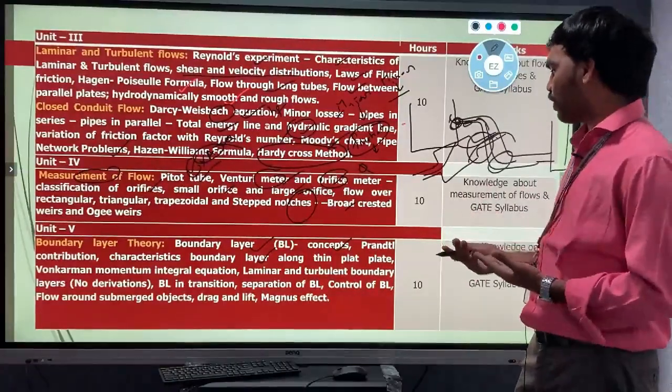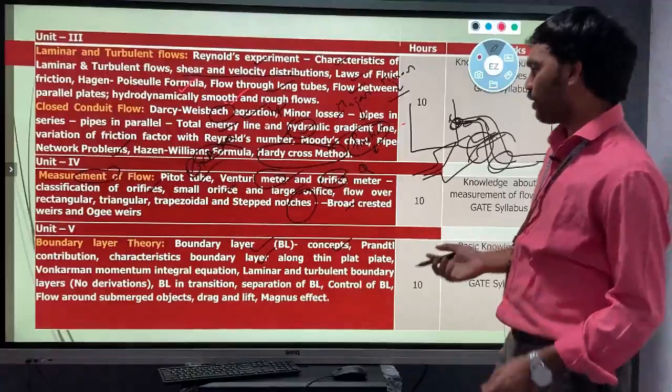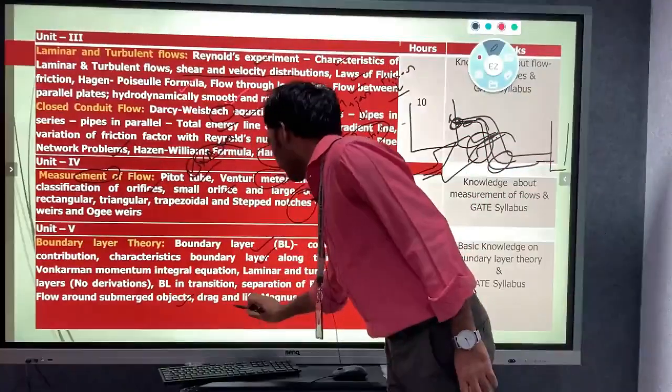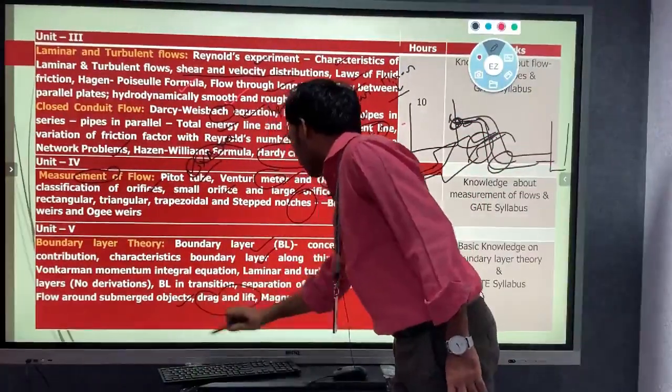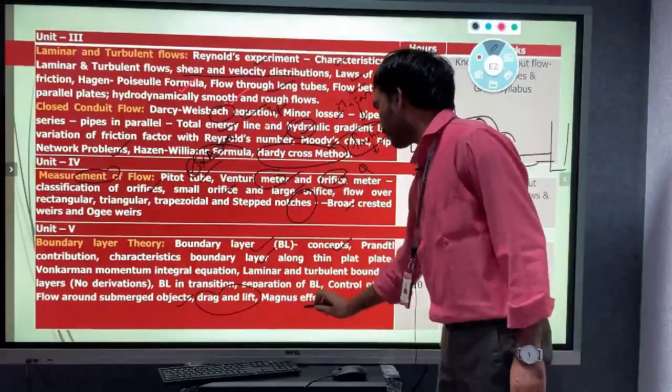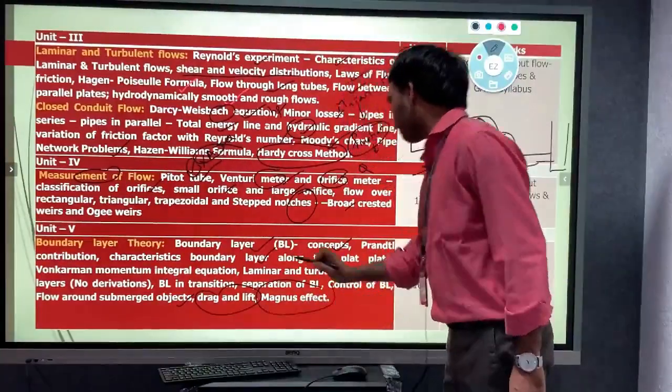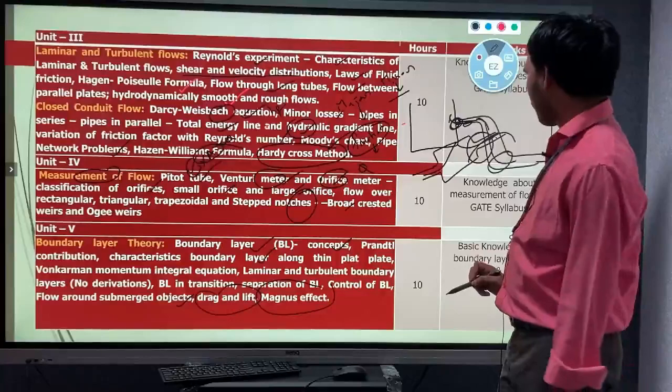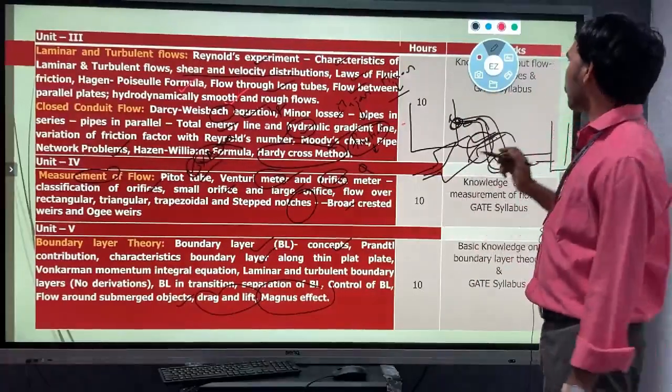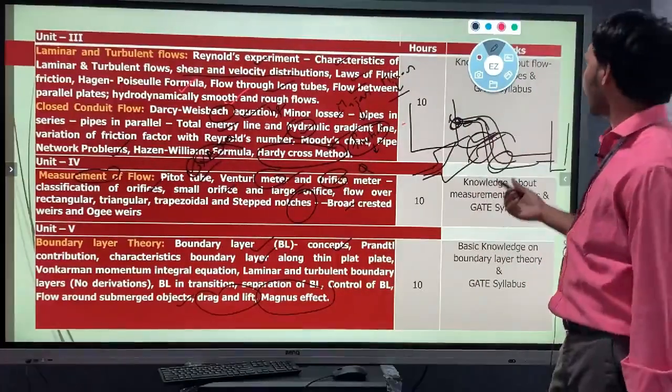We will also discuss what separation of the boundary layer is and control of the boundary layer, and flow around submerged objects, and drag and lift concepts. These are important concepts for the GATE exam also, and we will discuss the Magnus effect. So these are the things which we will cover in the coming classes.